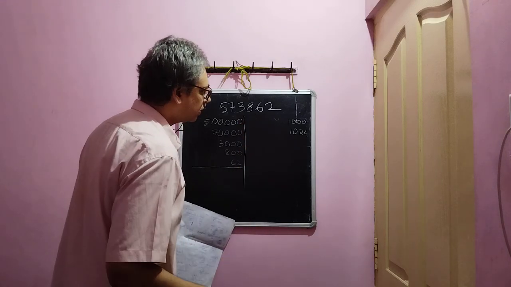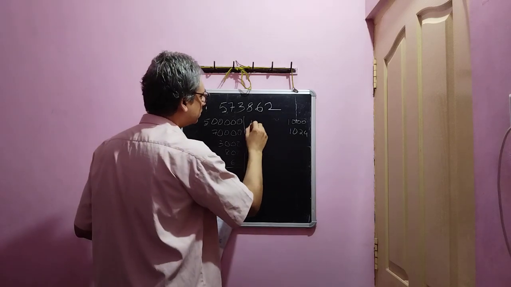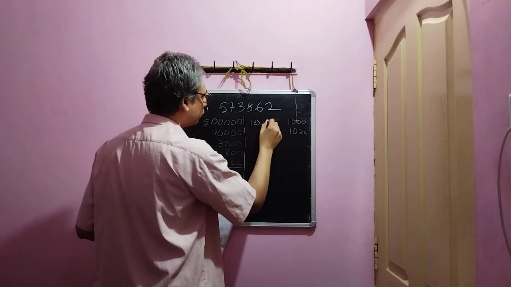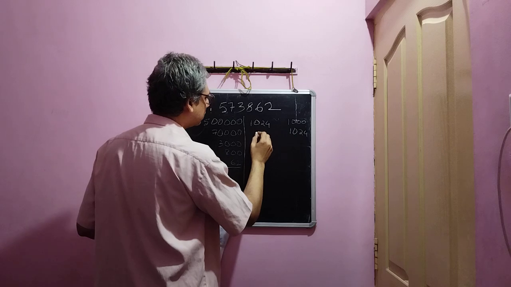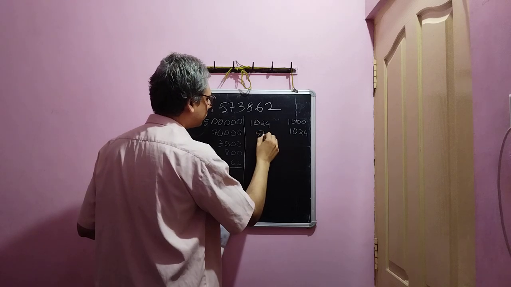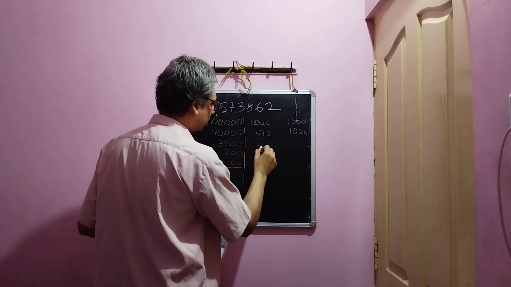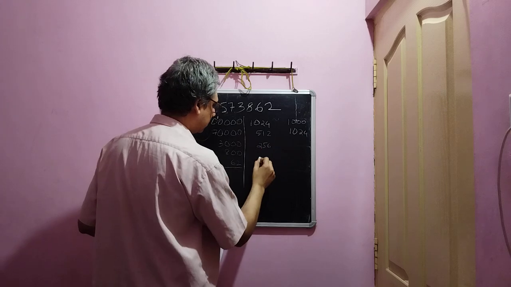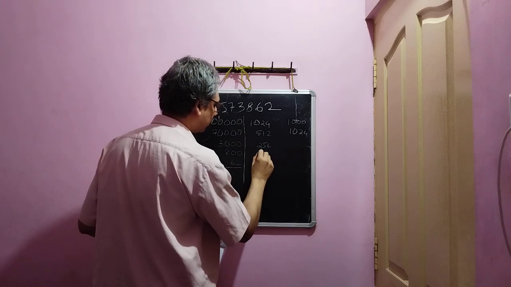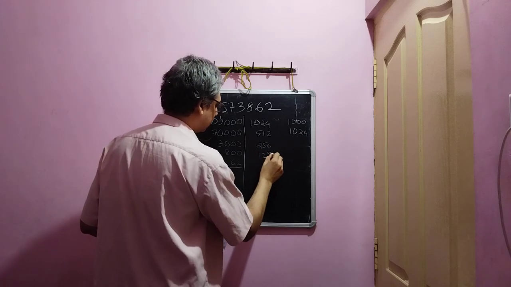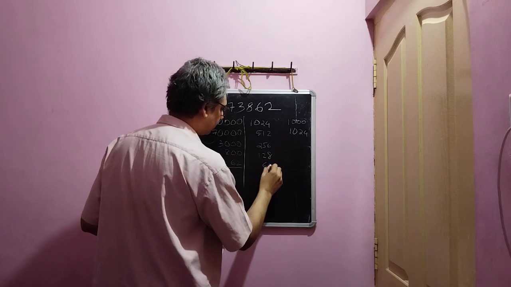And on this side, I will start off with here, the largest one I would require 1024. And then this one I would require 512. This one I would require 256. This one I would require 128. And this one I would require 64.